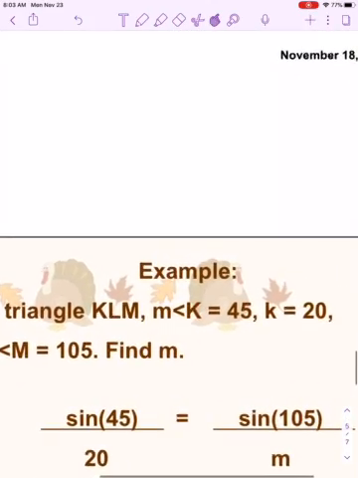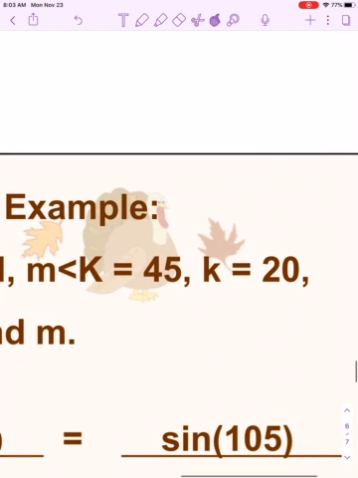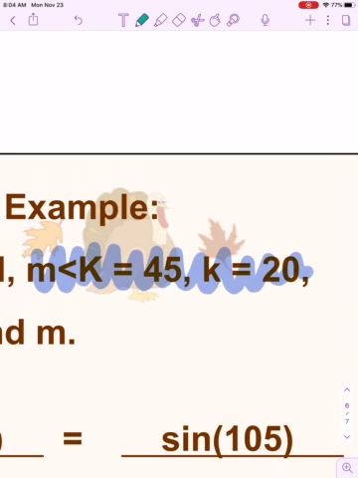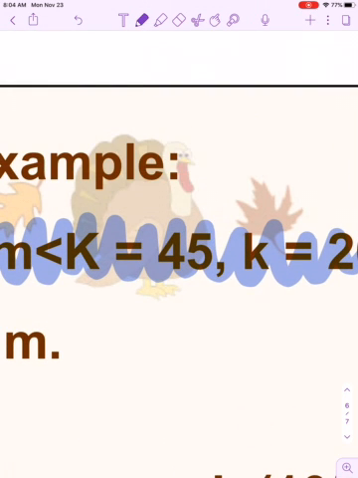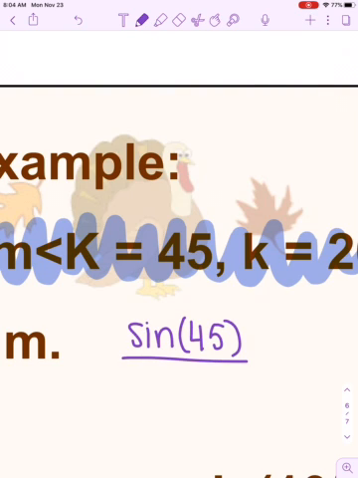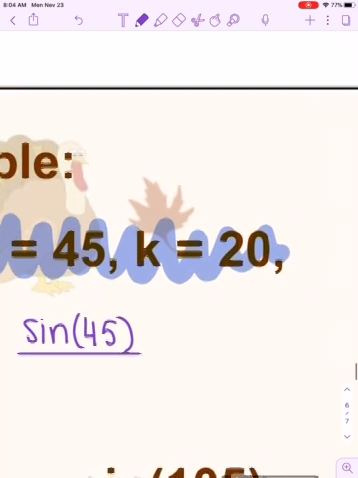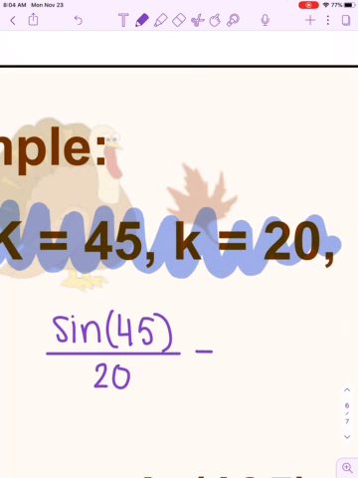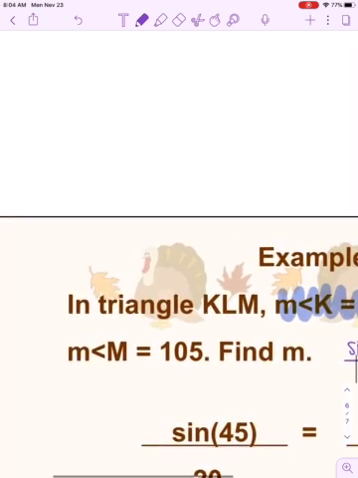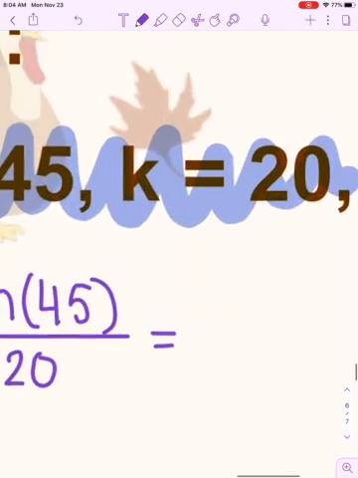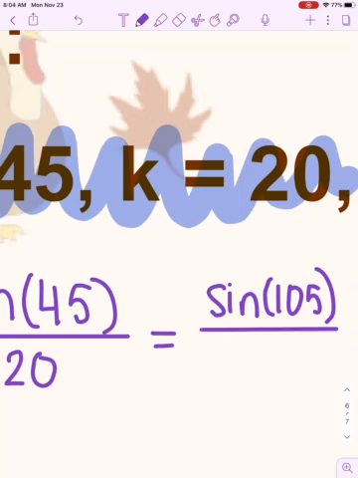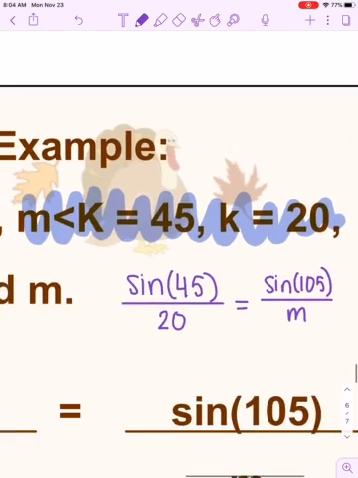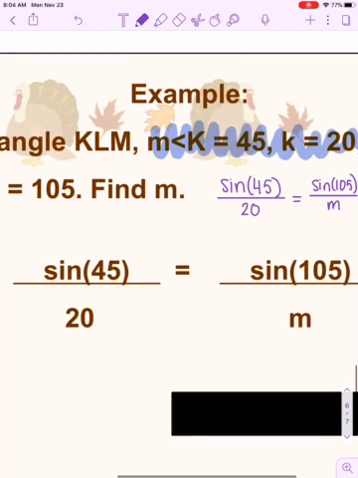So let's look at this one. Triangle KLM, the measure of angle K is 45 and side K is 20. So there's your matching pair right off the bat, angle K and side K. So before you do anything, you can set up that half of the proportion. So you have the sine of your angle, which is 45, over the matching side length, so angle K goes with side K, so 20, equals, the measure of the angle M is 105, and we're looking for the side M, so sine 105 over little m. Okay, which is what we have.